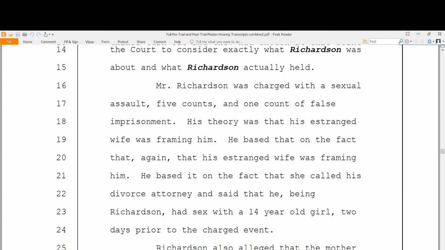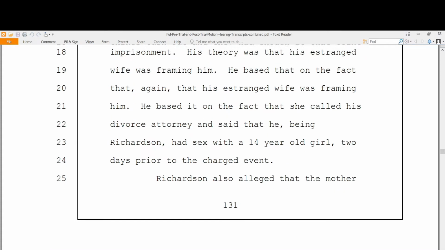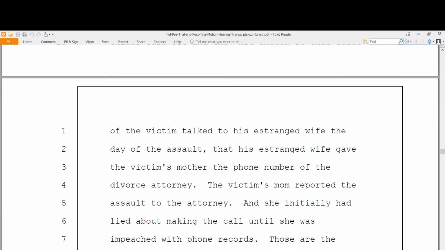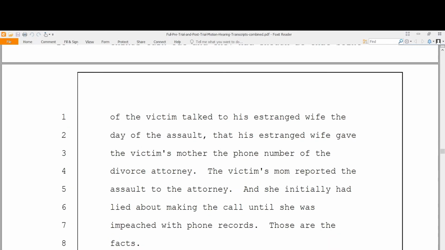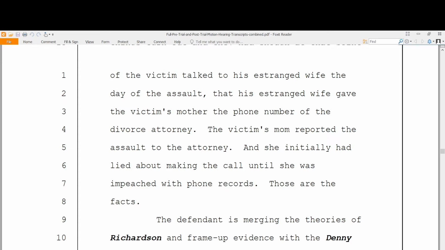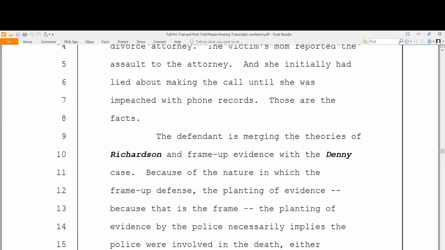He based that on the fact that, again, his estranged wife was framing him. He based it on the fact that she called his divorce attorney and said that he, being Richardson, had sex with a 14-year-old girl 2 days prior to the charged event. Richardson also alleged that the mother of the victim talked to his estranged wife the day of the assault, that his estranged wife gave the victim's mother the phone number of the divorce attorney. The victim's mom reported the assault to the attorney, and she initially had lied about making the call until she was impeached with phone records.